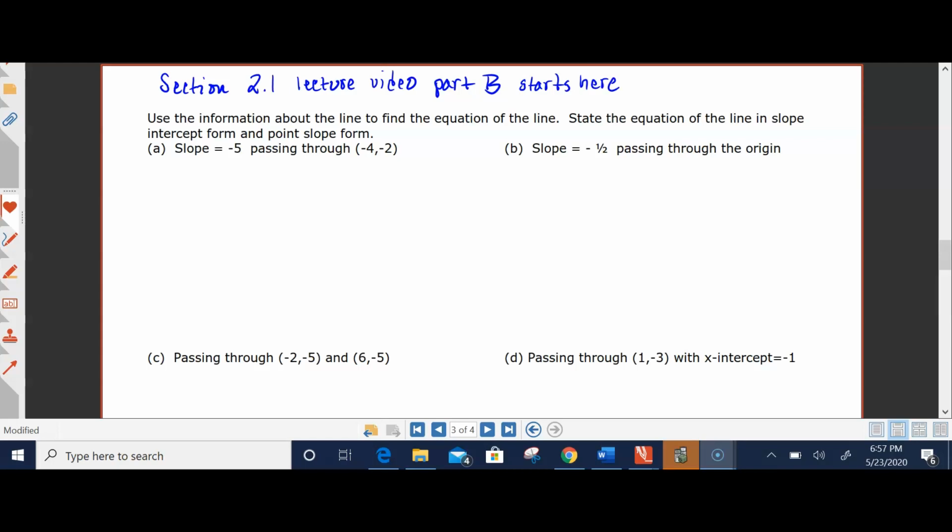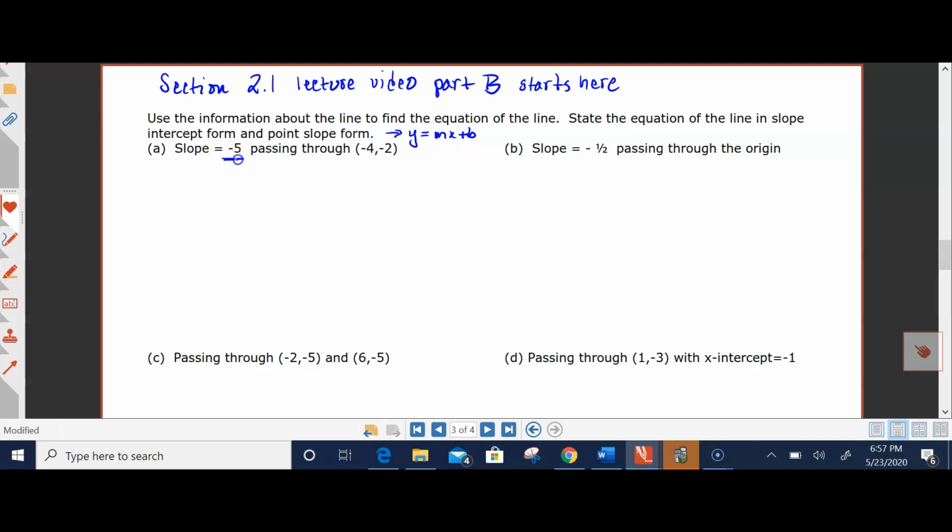Welcome back. Let's finish section 2.1 with this lecture video, part B. All right, we want to use some information about the line to find an equation of a line. And then we want to put that line in slope-intercept form. And slope-intercept form, remember, is y equal mx plus b. So let's see what we've got.